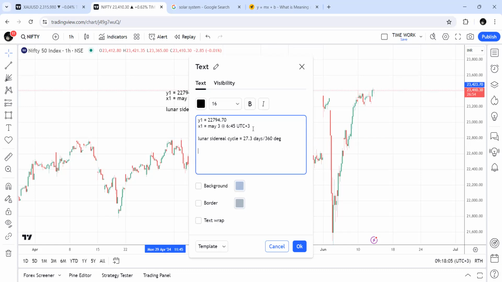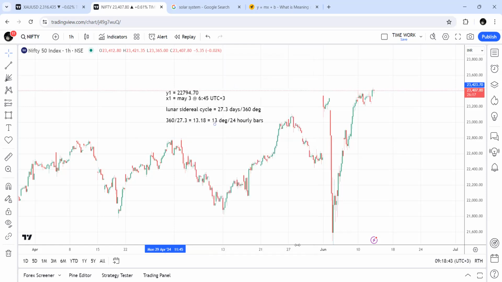So what I do is 360 divided by 27.3, we get equals 13.18, right, if I'm not mistaken, and we just round that to 13. Okay, numerology, round that to 13 degrees, and that's going to be 13 degrees per 24 hours. Make sense? Okay. And now what we need though is hourly bars. Where do we understand that we need hourly bars?